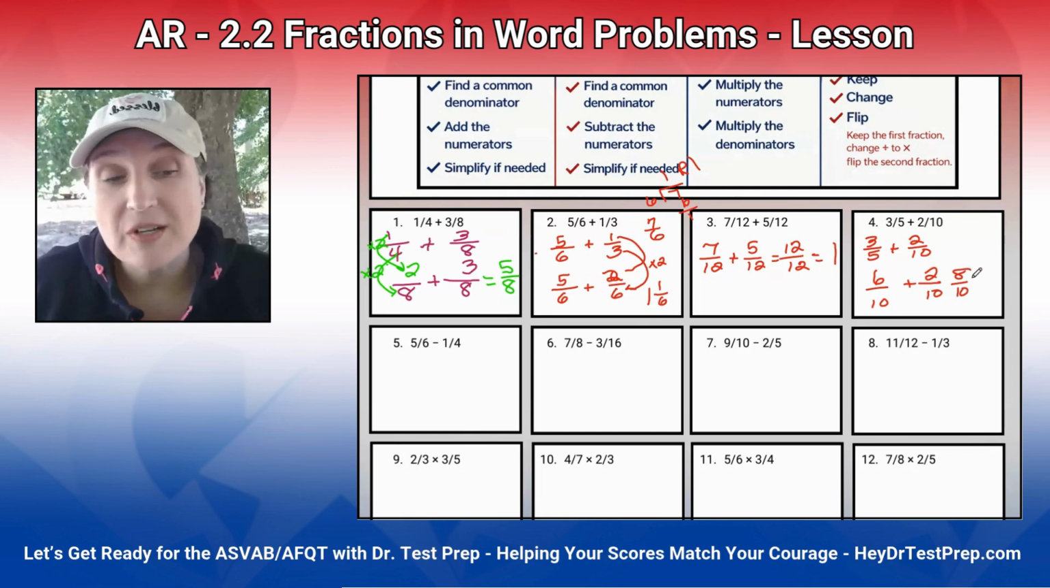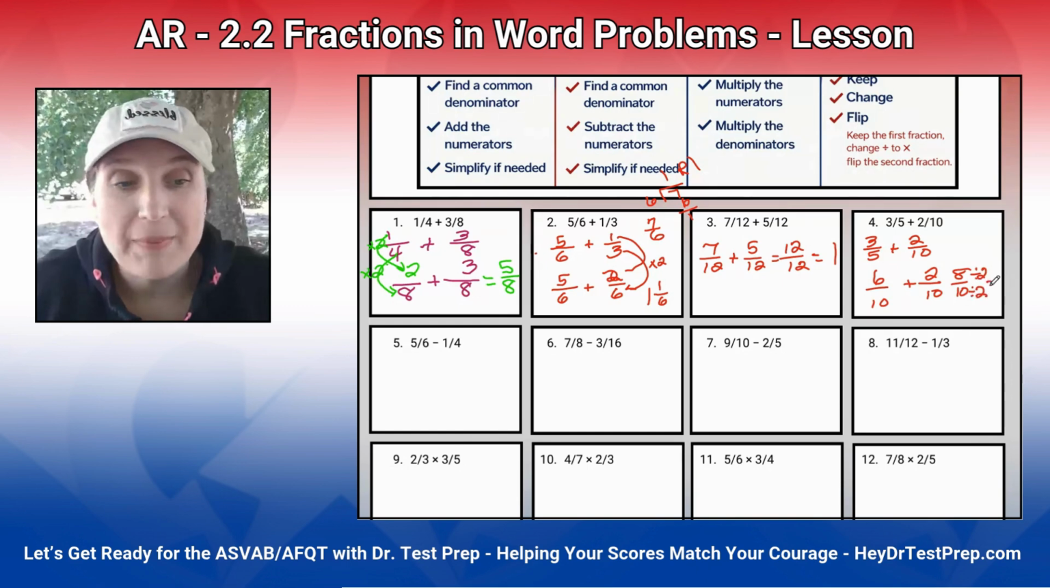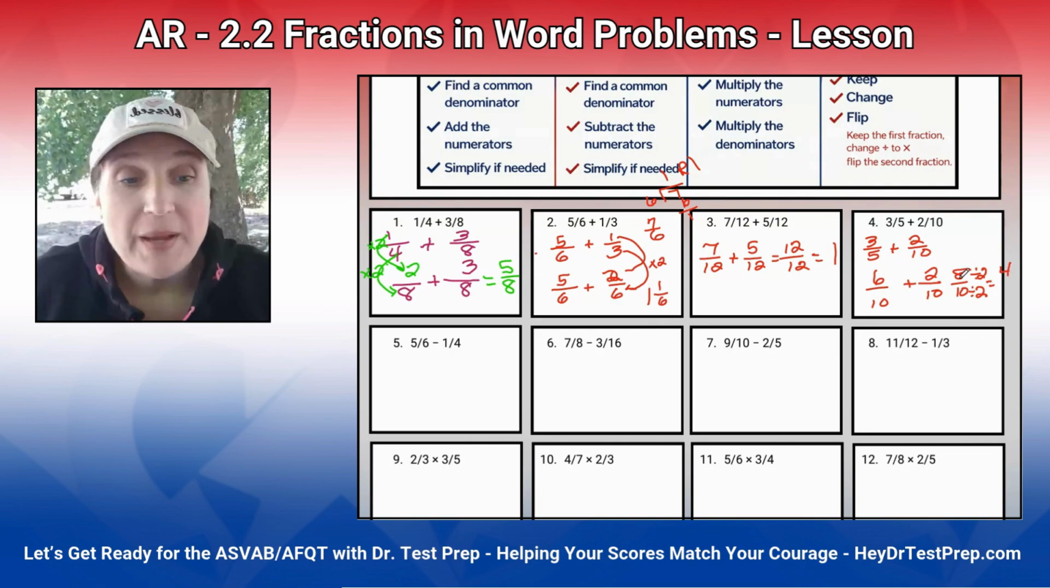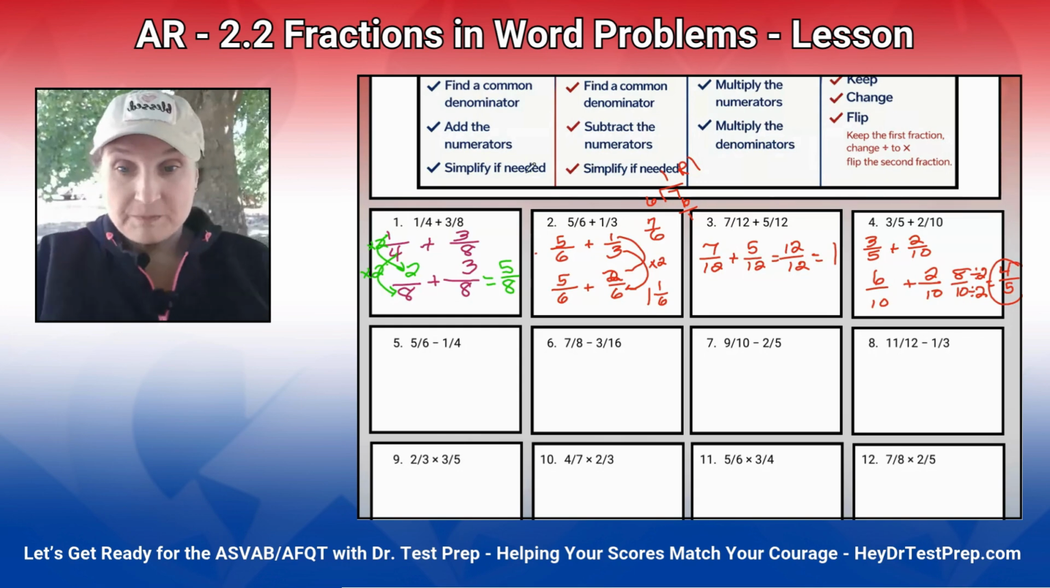Because both of these numbers are even, remember, if we can multiply the top and bottom by the same number, we can also divide the top and bottom by the same number. So 8 divided by 2 is 4, 10 divided by 2 is 5, and that gives us 4/5.